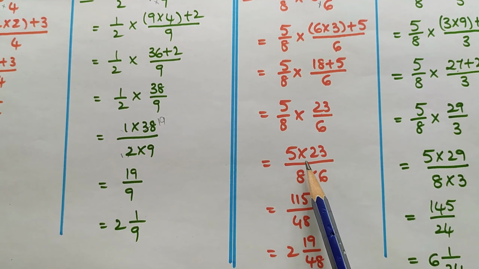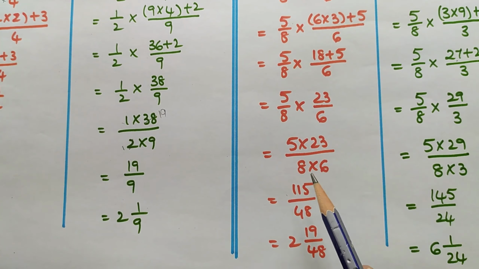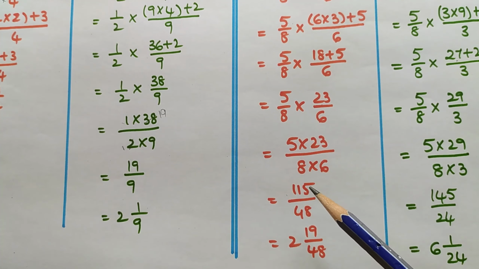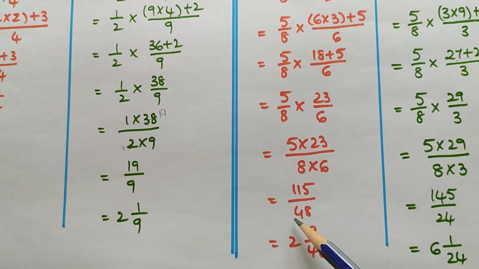5 into 23 is 115. 115 by 8 into 6, 8 6s are 48. So it is 115 by 48. 115 by 48 is an improper fraction, so we need to convert this improper fraction into a mixed fraction.